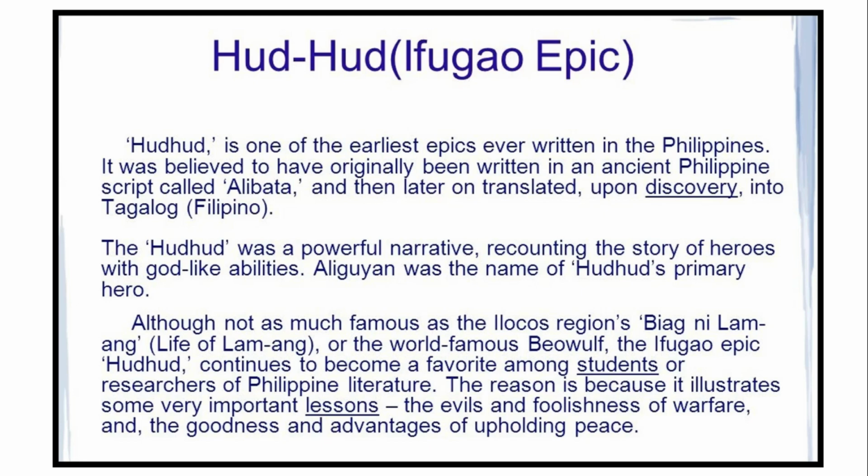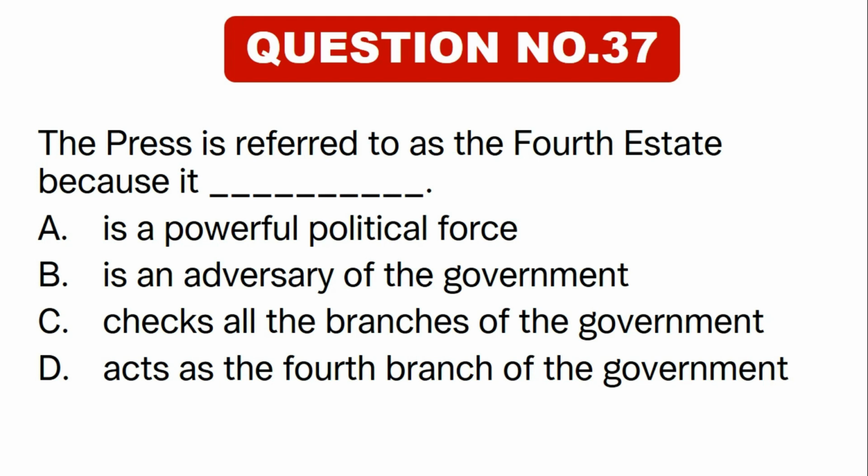Okay, number 37, the press is referred to as the fourth estate because it, A, is a powerful political force, B, is an adversary of the government, C, checks all the branches of the government, D, acts as the fourth branch of the government. The correct answer is letter C, checks all the branches of the government.